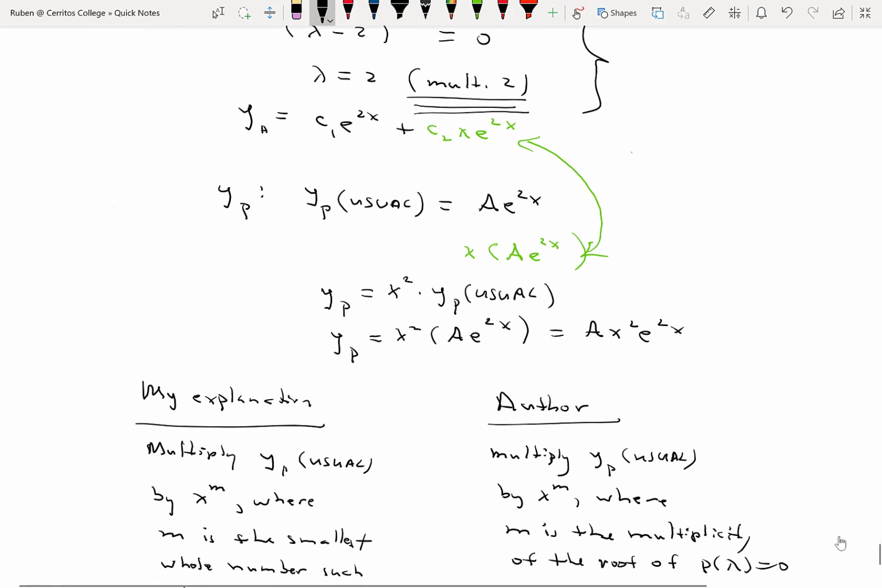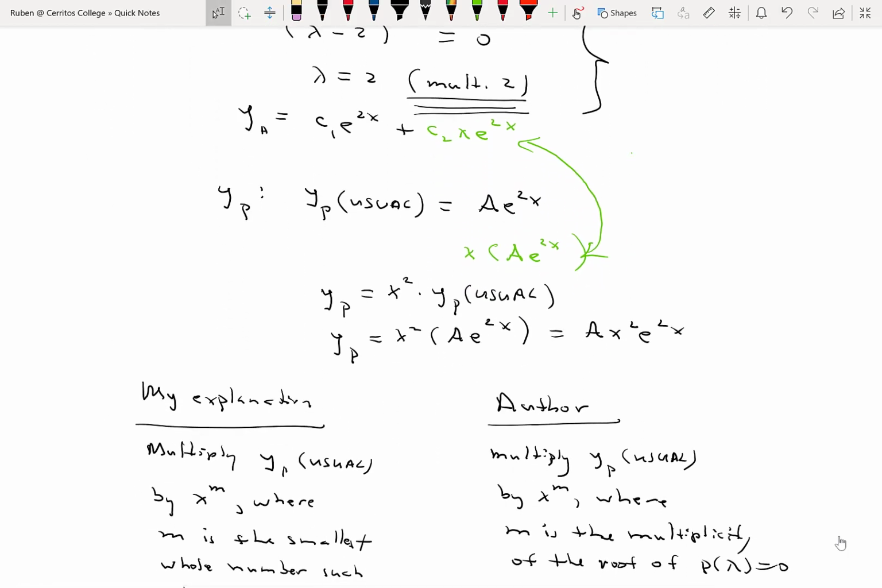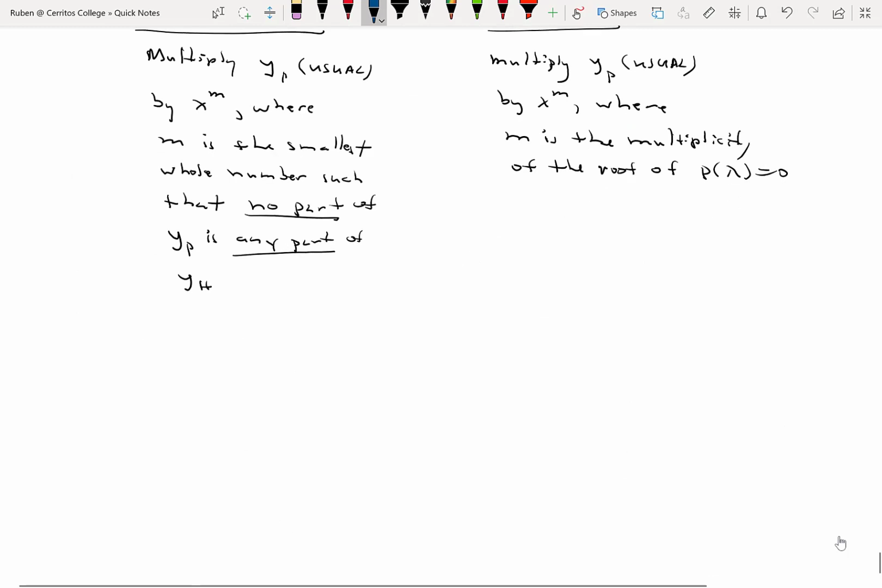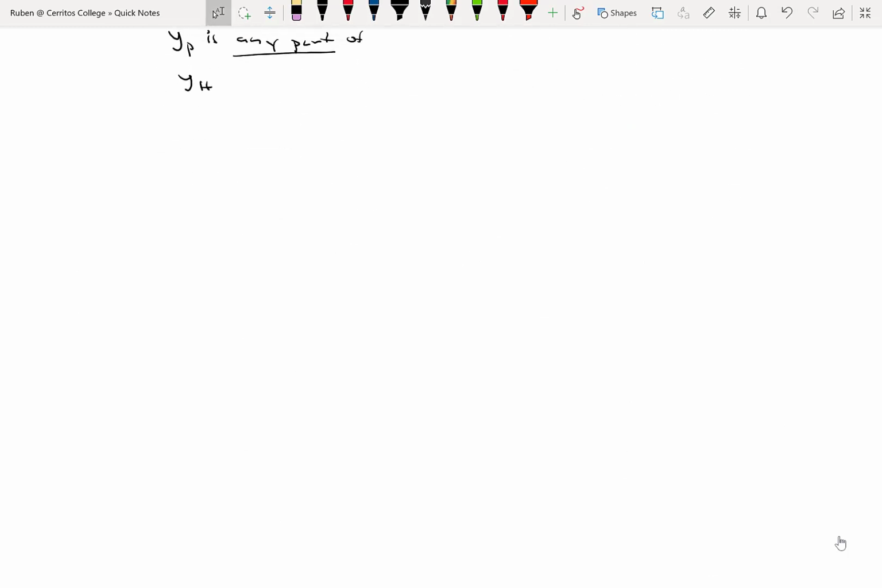So your author says that that multiplicity is the power that you use to adjust the usual form of y sub p. So since it was multiplicity 2, we multiply the usual form of y sub p by x squared. If it were multiplicity 5, we would multiply by x to the 5th. Okay? All right. One more quick example, and you guys can dig into homework.